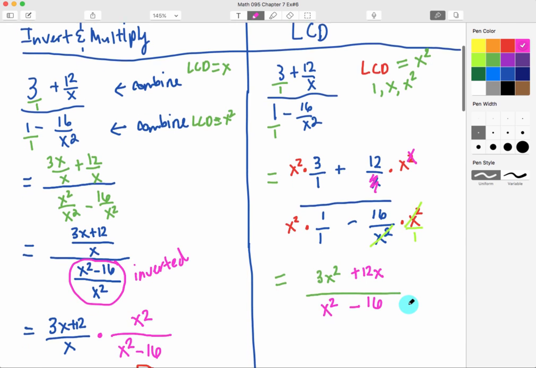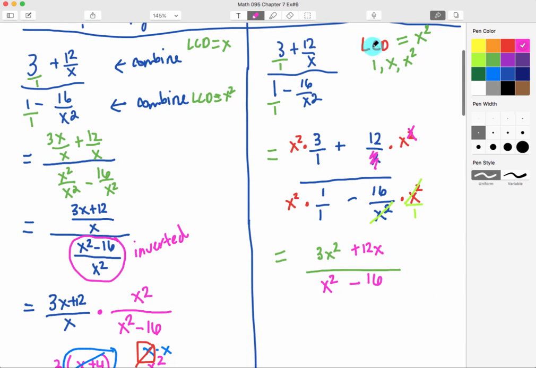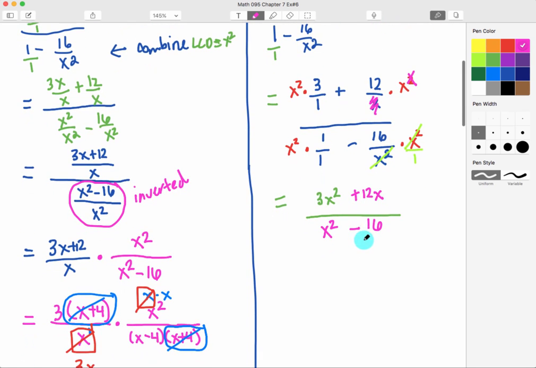All right. So I found the LCD. I multiplied every fraction by the LCD. And now I have simplified to get one single fraction. So notice how we had lots of fraction bars before. Now we have one nice fraction bar. I'm not quite done yet though. I want to make sure that I have reduced everything as much as possible.